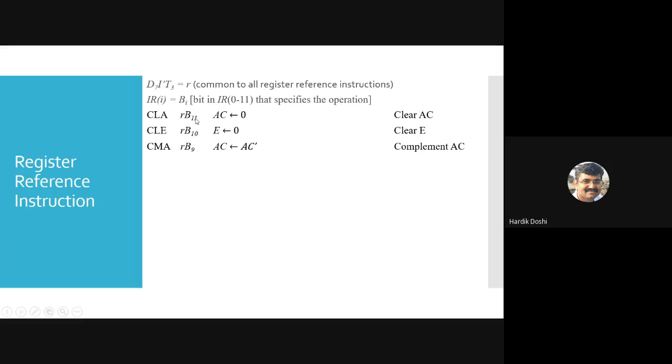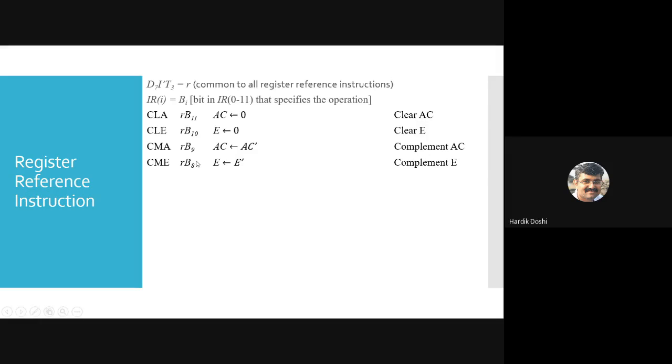What is required? D7 should be 1, I dash should be 1, and T3 should be 1. I dash should be 1 means I should be 0. So we got our answer D7, I dash, T3. And which register reference instruction is decided based on the bits stored in IR 0 to 11. So CLA is RB11, CLE is RB10, CMA is RB9. Same way next is CME, at time RB8. What happens? E equals E complement. So complement E.